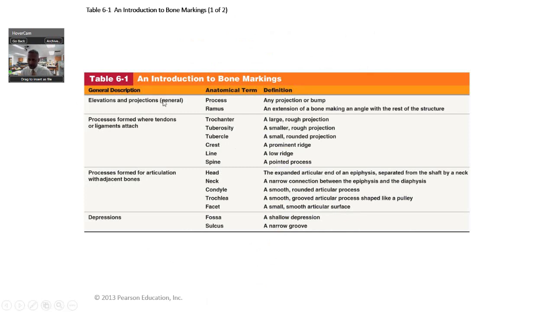So let's look at this. They give you, all right, an elevation or projection, and that's either called a process or a ramus. And what is it? It's like a projection or a bump on a bone. You've got to have something to attach to, like a muscle might attach to it. All right, so you'll have tendons. Some examples of those are the trochanters, the tuberosities, tubercles, a crest, a line, a spine.